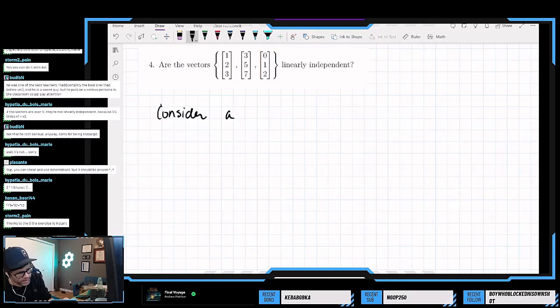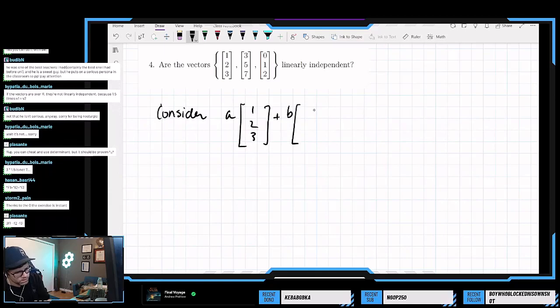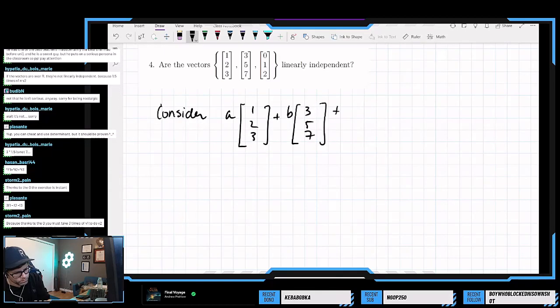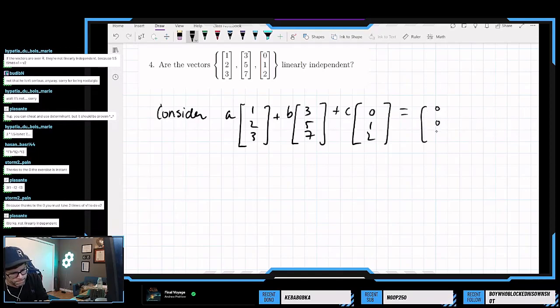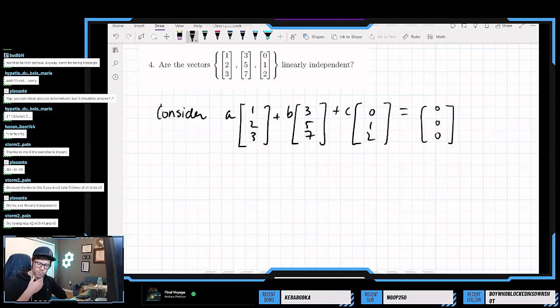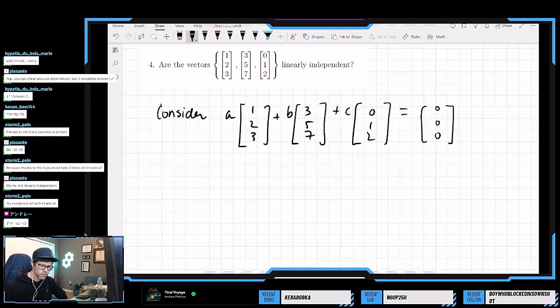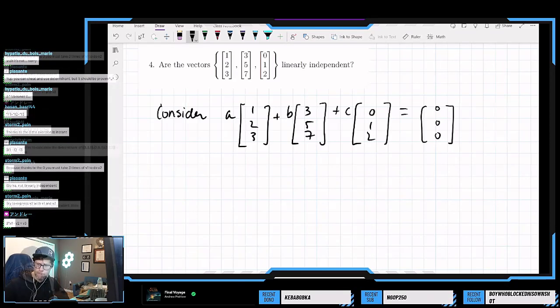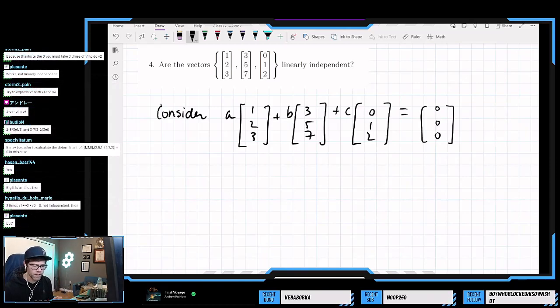let's just take A times (1, 2, 3) plus B times (3, 5, 7) plus C times (0, 1, 2). And let's set that equal to the zero vector. And so the idea, if I remember correctly, is that if we could find A, B, and C that were non-zero, then these would be linearly dependent. Okay, so we do suspect that we should be able to find non-zero A, B, and C. So let's go ahead and set up a system, and then we can maybe just use the determinant, and then we can get this job done.